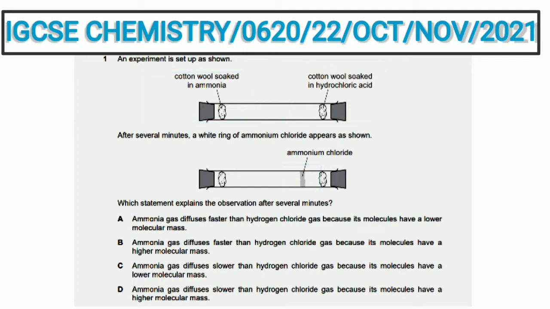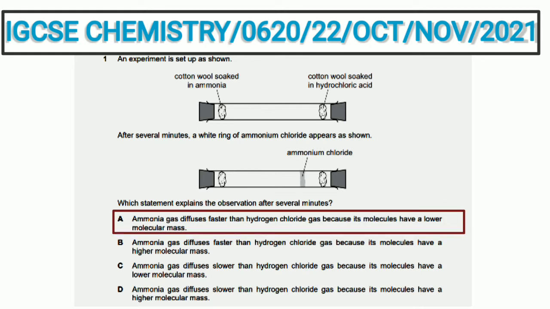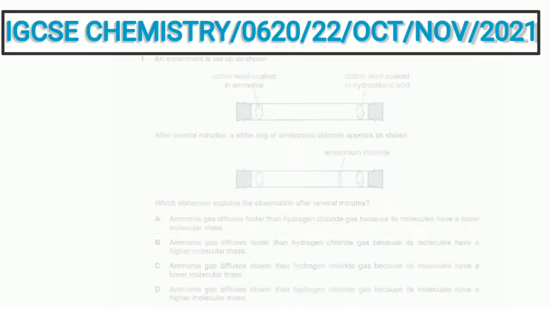Here diffusion of gases will take place. Since the ring is more towards the right side, we can say ammonia has diffused faster. And why has it diffused faster? Because it has lower molecular mass. So the correct answer is option A. Ammonia gas diffuses faster than hydrogen chloride gas because its molecules have lower molecular mass.